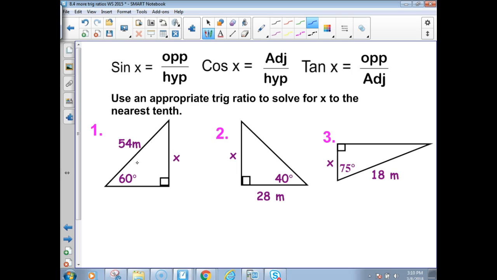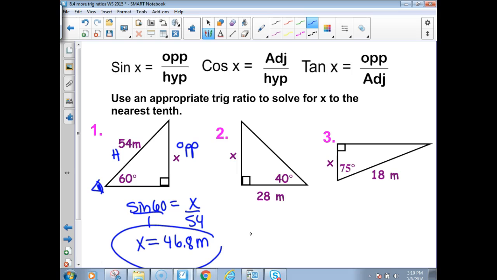Chloe, can you tell me what you would do for this one? Okay. Sounds good. That's the right setup. Sine 60 equals x over 54. All right, cross multiply and then tell me what you got for x. All right, and that's going to be in meters for this one. I'm just jumping right in, guys, because a lot of you get this pretty quick, and I just want to check to find out who needs my assistance still.